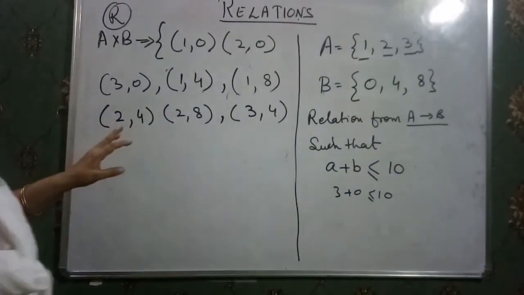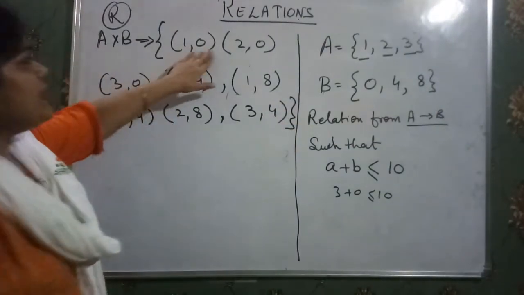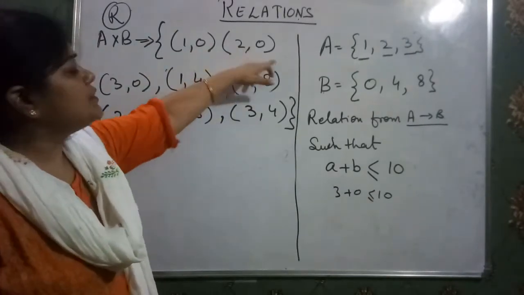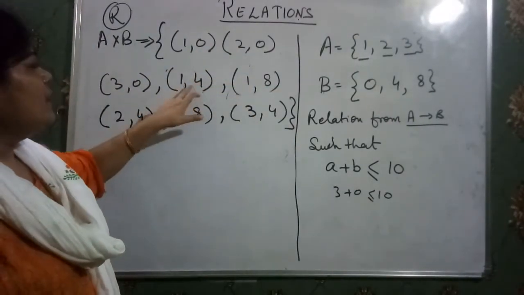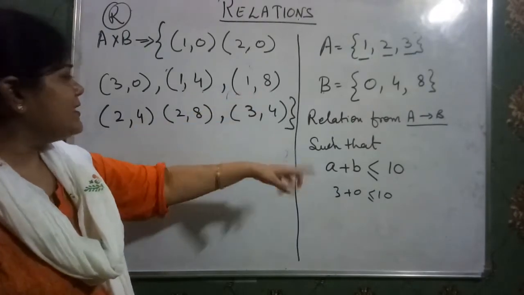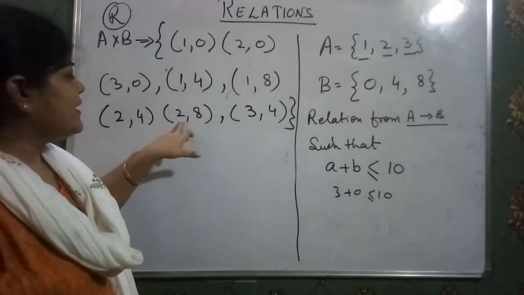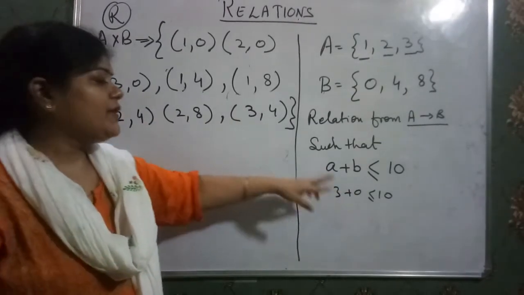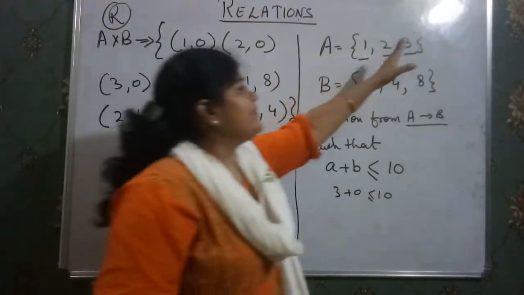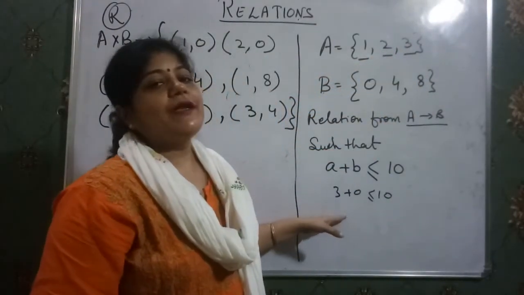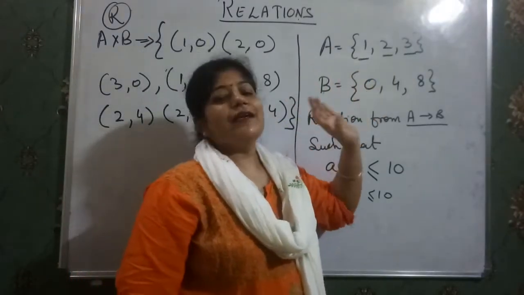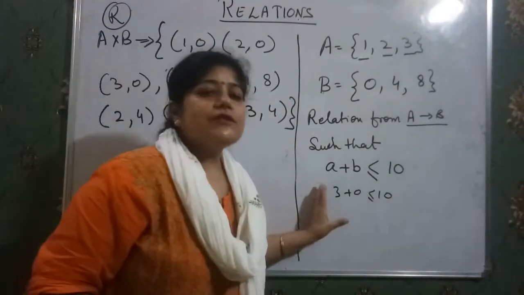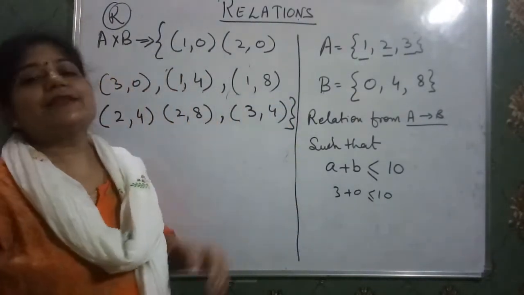So we have to take the ordered pairs whose sum is less than or equal to 10. 1, 0 gives 1, less than 10; 2, 0 gives 2; 3, 0 gives 3; 1, 4 gives 5; 1, 8 gives 9; 2, 4 gives 6; 2, 8 gives 10, equal to 10, so the condition is satisfied and we write it here. 3, 4 gives 7, less than 10, so we write it here. But 3, 8 gives 11, which does not satisfy the condition, so we leave that ordered pair. So this is the relation we got. When a condition is also given along with the relation, we make this type of set.